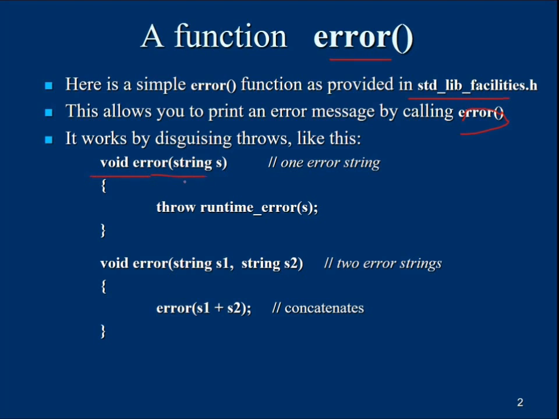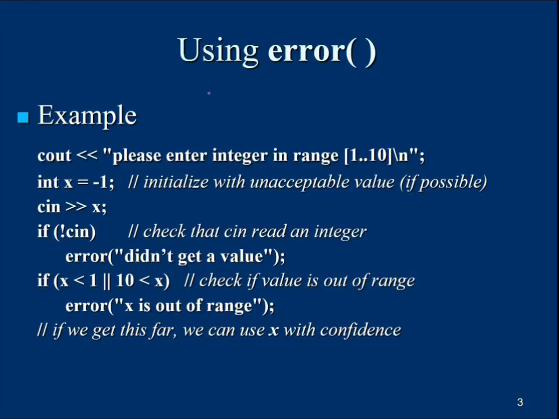void error, this is a function and it throws a runtime error. So one error string, and you can have the error function also with two strings, like string 1, string 2, and you can combine them and throw this error. How to use this error?